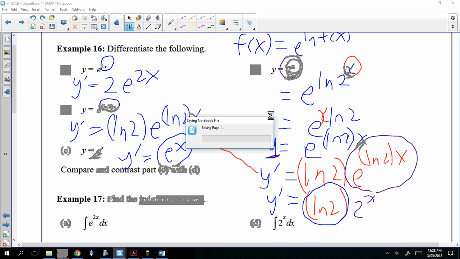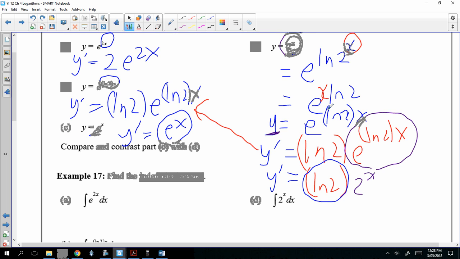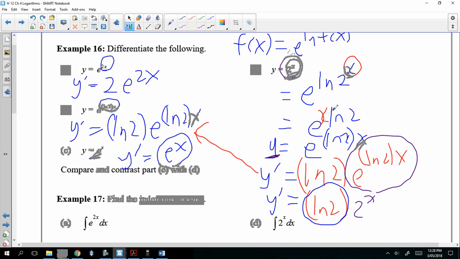Okay, so I'll give you a minute to write it down. Okay, good. All finished. Okay, good. Let's move on to integration.